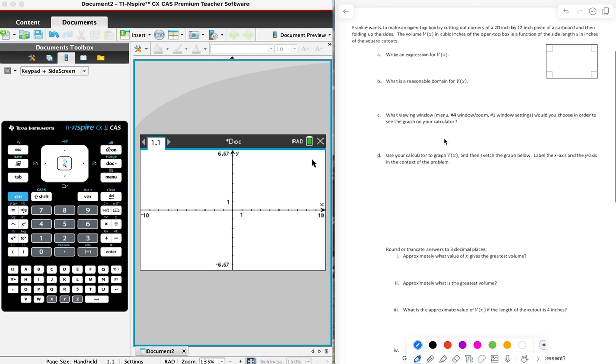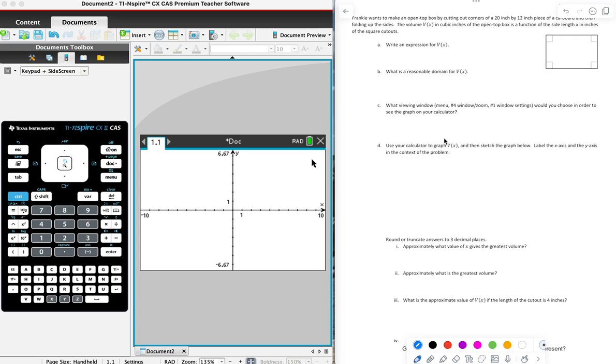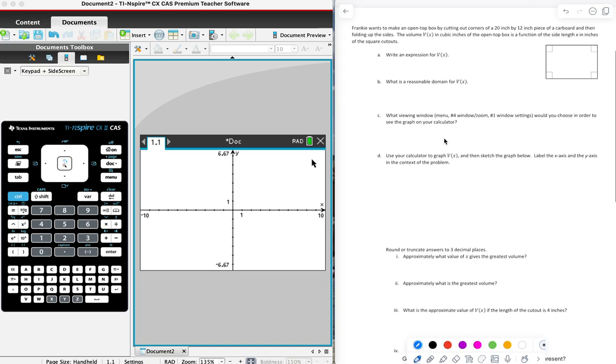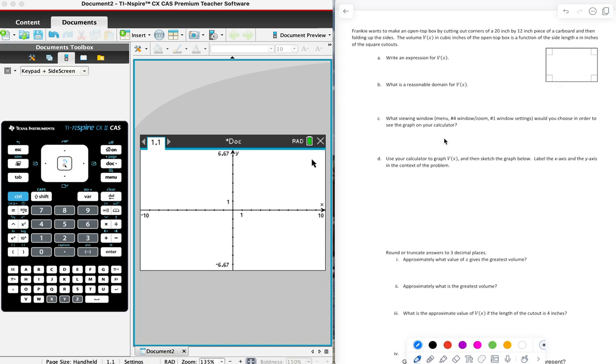So this is our calculator question about an open top box and creating it to maximize the volume. Frankie has a piece of cardboard. That cardboard measures 20 inches by 12 inches. And so what do we know then? We know that this is your 20 because it looks longer, and this originally is the 12. We're going to remove a square from each corner, right?